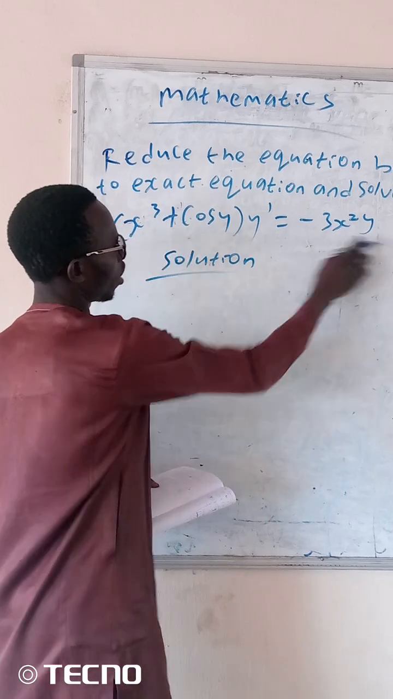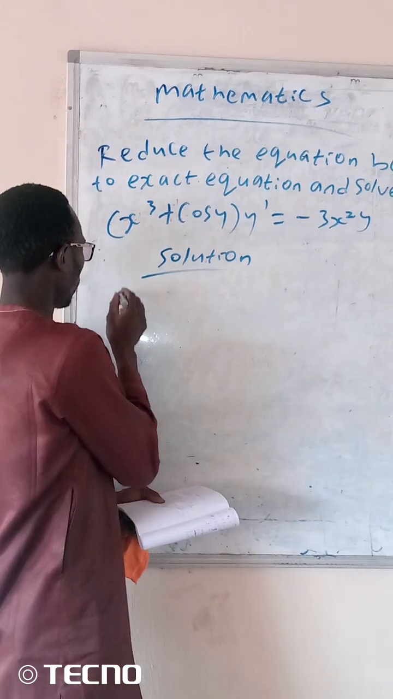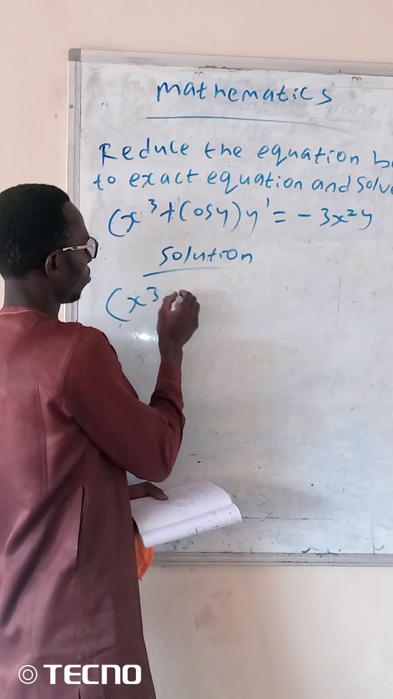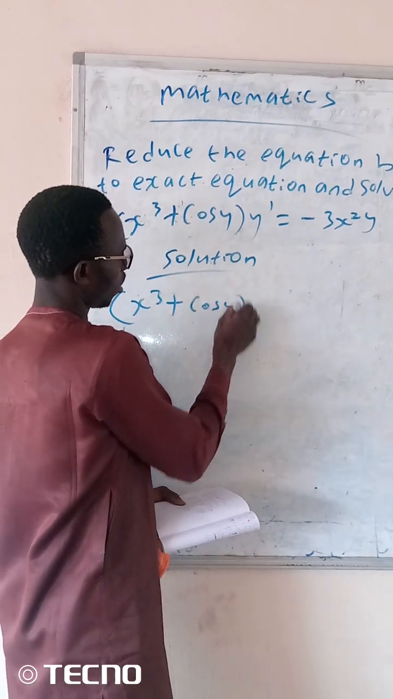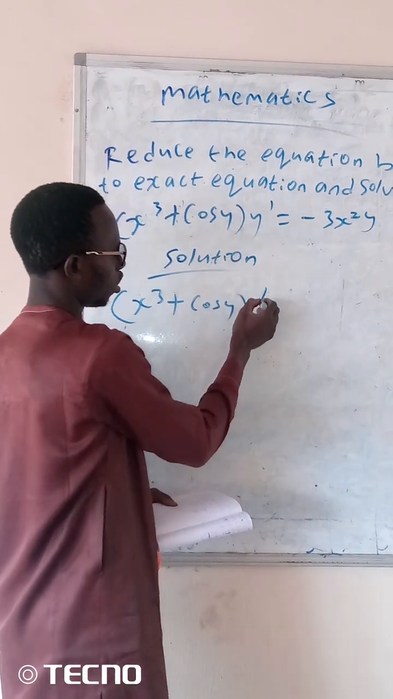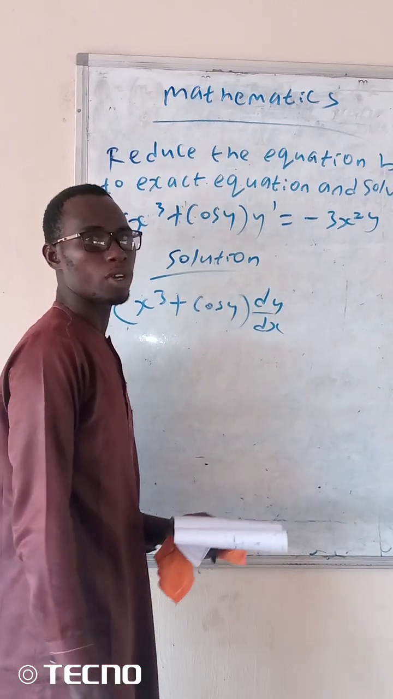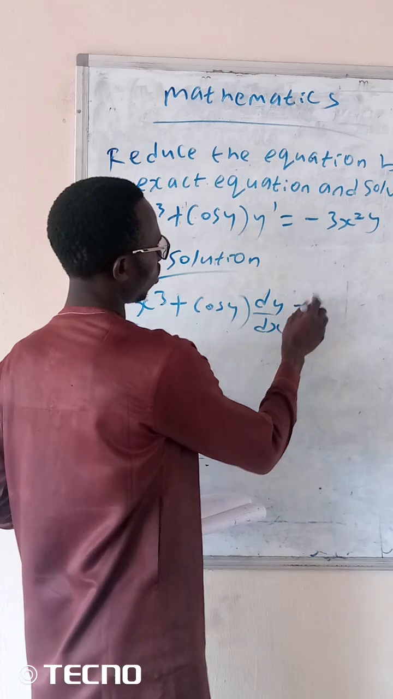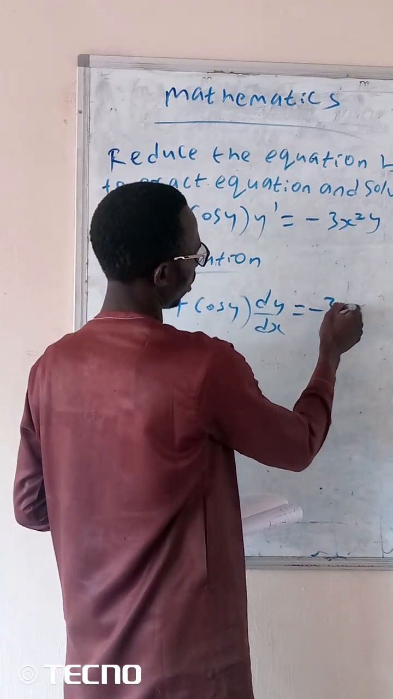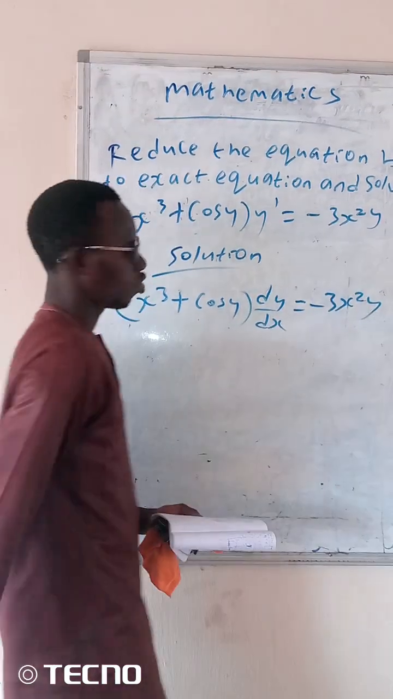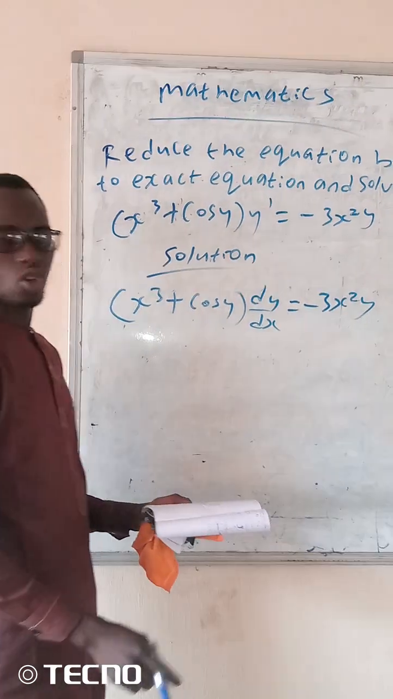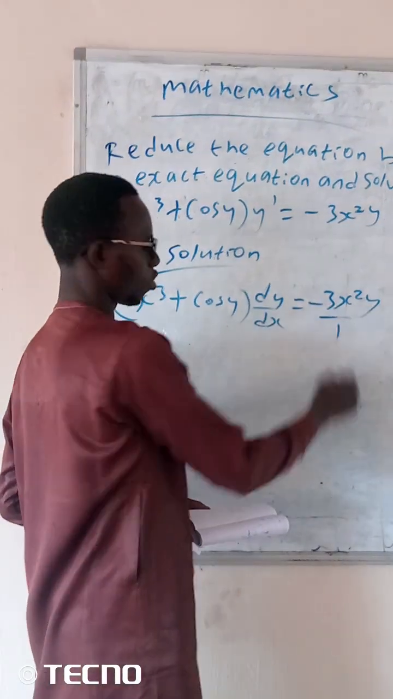This is the equation, right? So we have x raised to the power 3 plus cos y. This one means dy/dx, differentiation of y with respect to x, equals minus 3x squared y. So we have successfully interpreted. So what we are going to do here, we can balance here with 1, right?